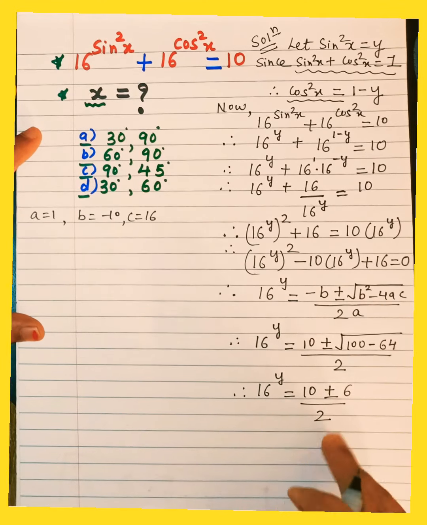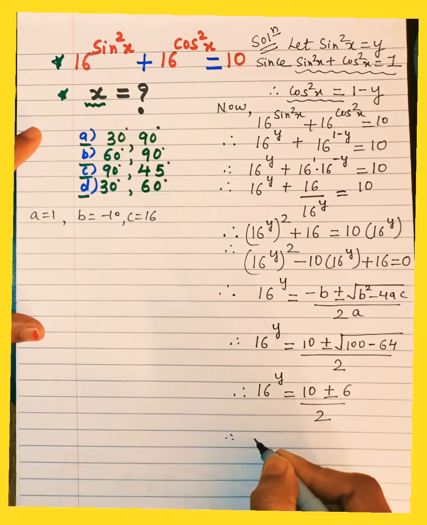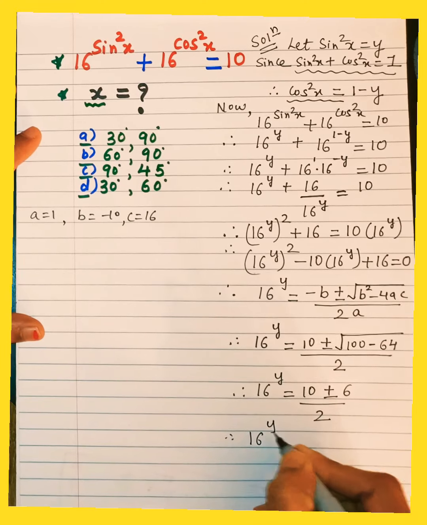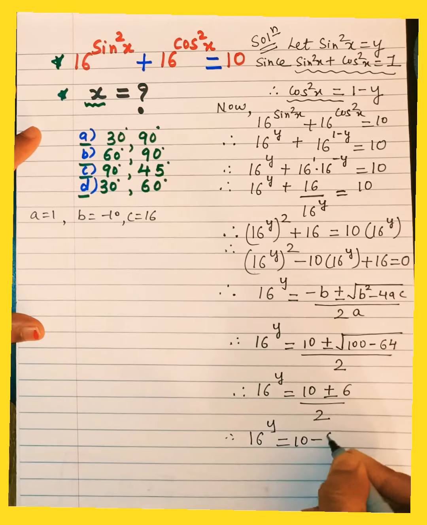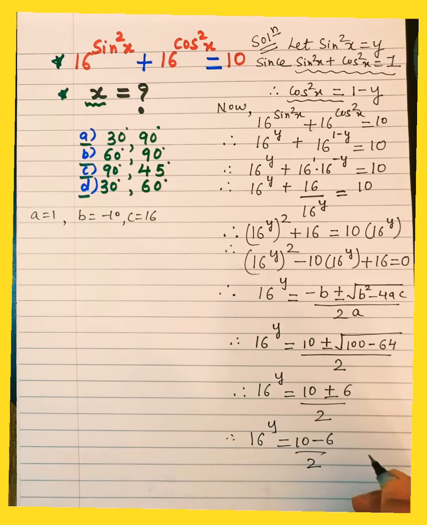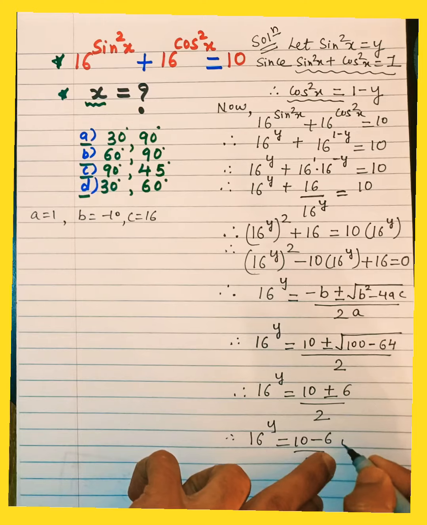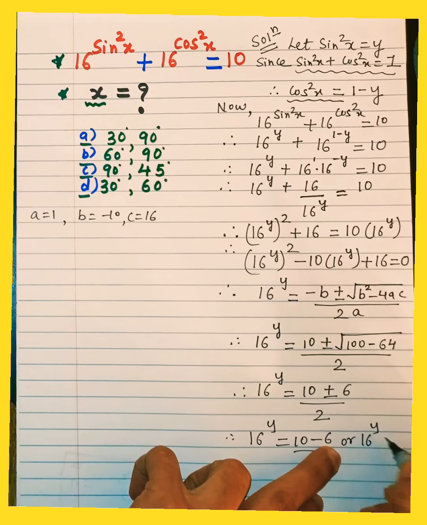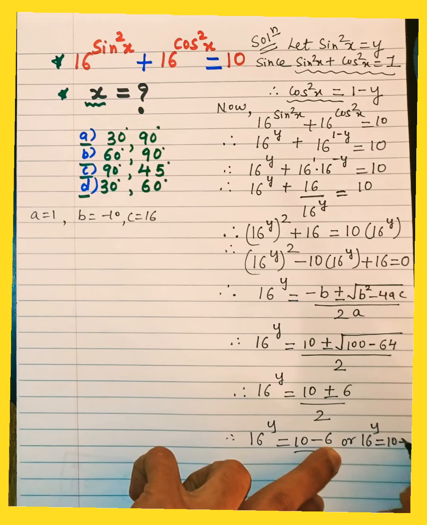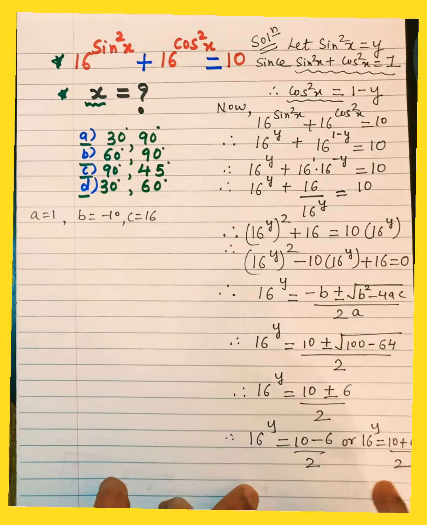Now from here, you will get two parts. One is 16 raised to y equals 10 minus 6 upon 2, and another will be 16 raised to y equals 10 plus 6 upon 2. So these two parts I am getting.